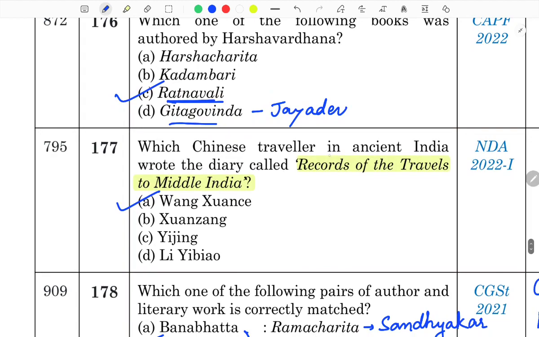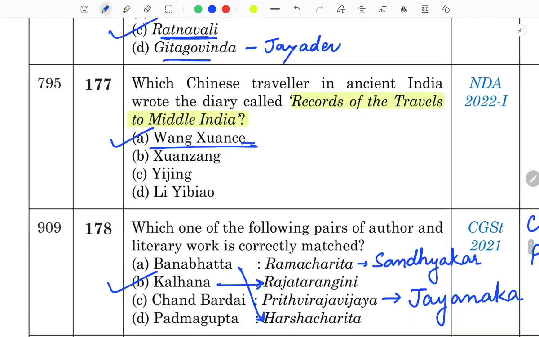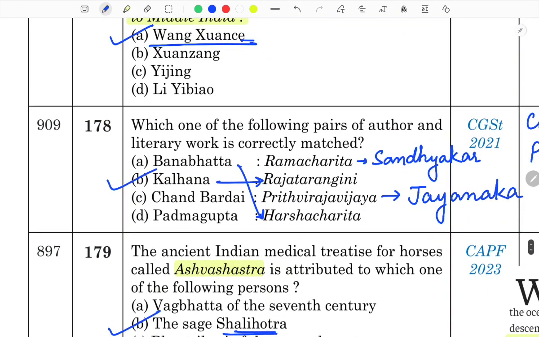Which Chinese traveller in ancient India wrote the diary called Records of the Travels to Middle India, sorry. It's Wang Zhuang. Okay, Wang Zhuang's. Then you have which one of the following pairs of author and literary work is correctly matched? Easy, very easy. Banbhat Harsharita, Kalhana Rajatrangini.